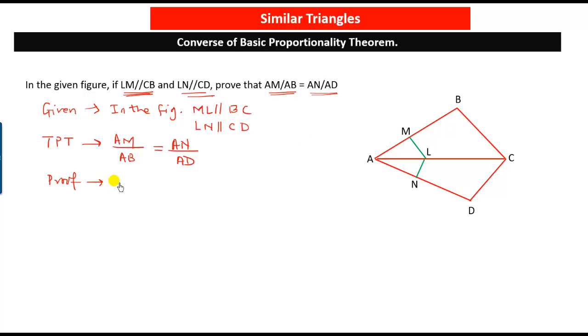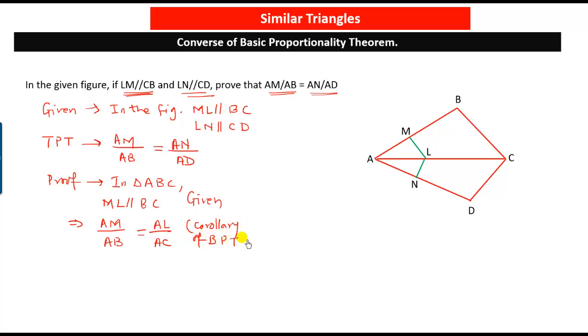Here in triangle ABC, we see that ML is parallel to BC, this is given, and therefore we say AM upon AB, the total length, is equal to AL upon AC by the corollary of the basic proportionality theorem. Let this be equation number 1.